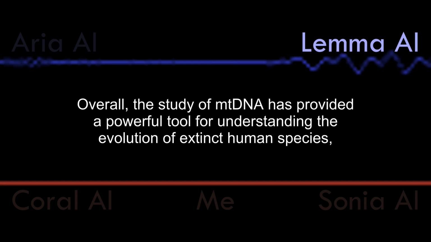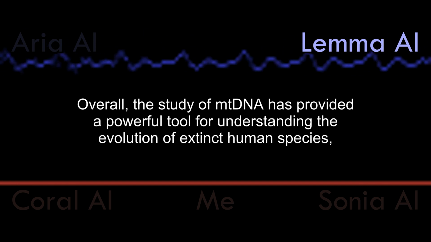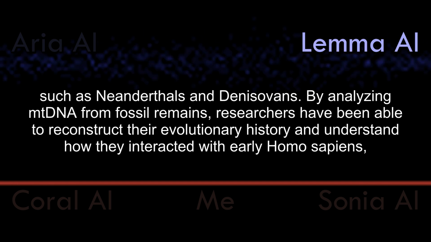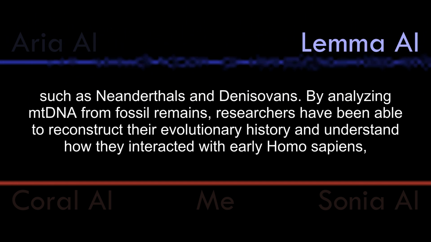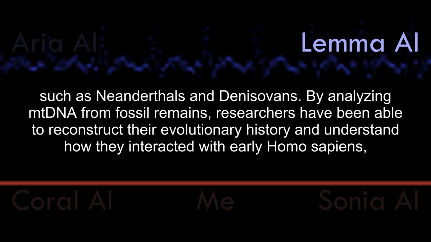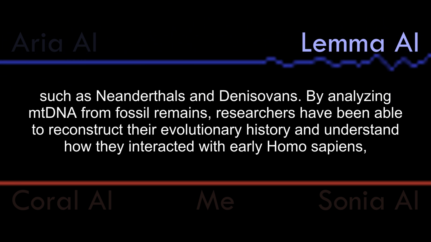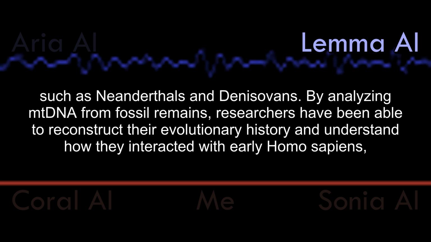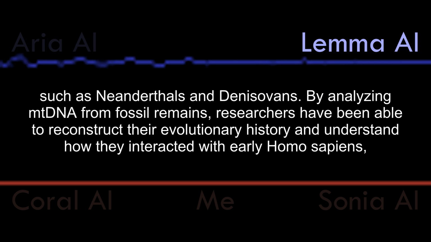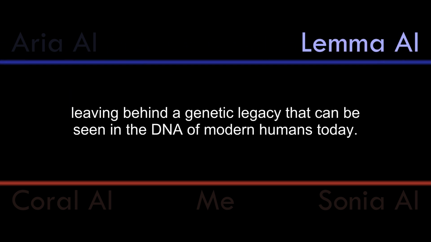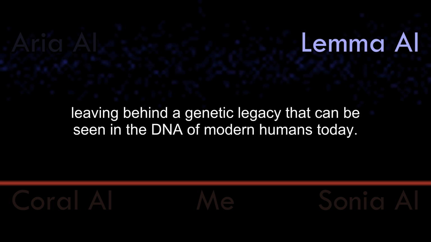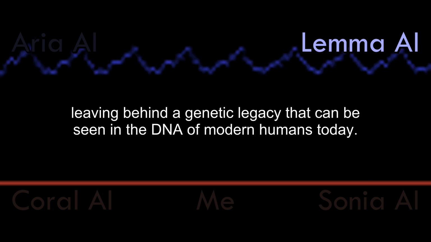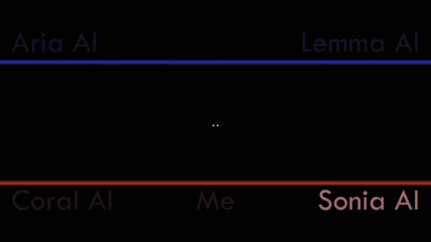Overall, the study of mtDNA has provided a powerful tool for understanding the evolution of extinct human species, such as Neanderthals and Denisovans. By analyzing mtDNA from fossil remains, researchers have been able to reconstruct their evolutionary history and understand how they interacted with early Homo sapiens, leaving behind a genetic legacy that can be seen in the DNA of modern humans today.